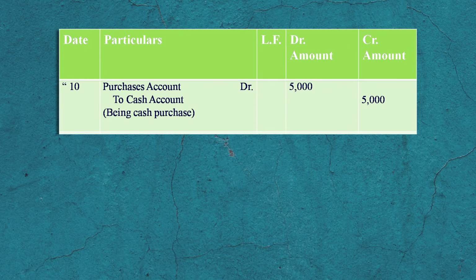Then again if we go back, the next transaction is the purchases account debit to cash. So in the debit side of purchases 5,000, and in the credit side of cash 5,000. So we can see here purchases and cash 5,000 rupees. In cash account you will see by purchases account 5,000, and in purchases account you will see to cash 5,000 rupees.